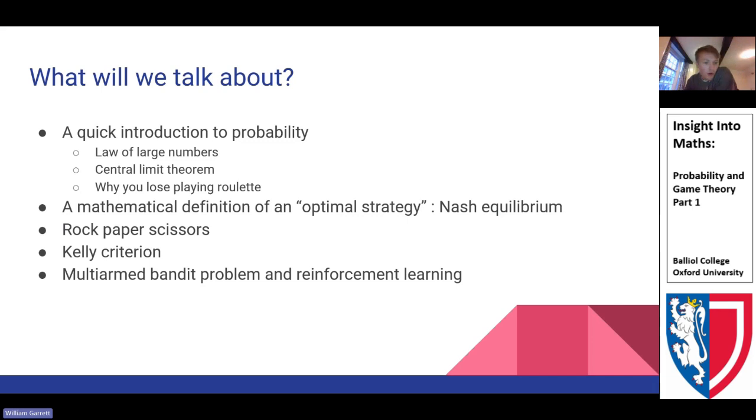So what we're going to talk about today is some introduction to probability. We're going to talk about things like the law of large numbers that you might have heard of, something called the central limit theorem. I'm going to tell you what all of these things are. And the aim of the game is to apply these tools to find out why roulette is a losing game, as in why the house has an edge when you play roulette in the casino.